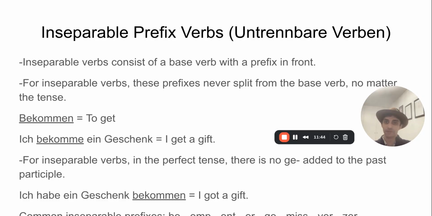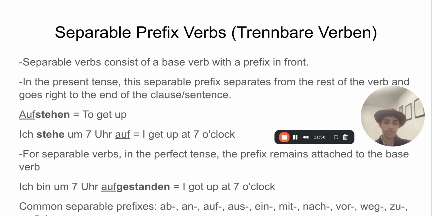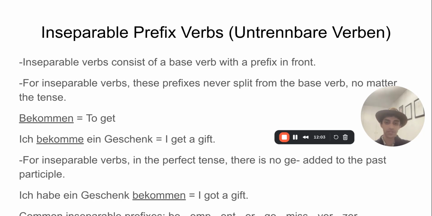So inseparable prefix verbs, as the name suggests, consist of a base verb again with a prefix in front, like separable prefix verbs, except that the prefixes here will be a bit different. Whereas we saw that certain prefixes, ab, an, auf, and so on, will always be separable ones, there are other prefixes, the ones given at the bottom here, that will always be inseparable prefixes.